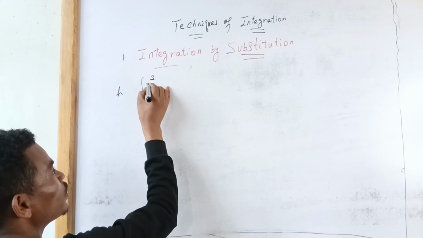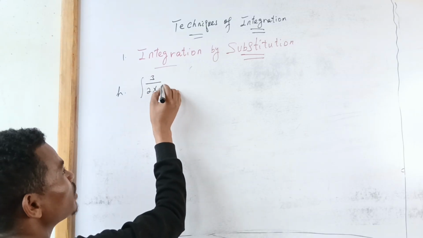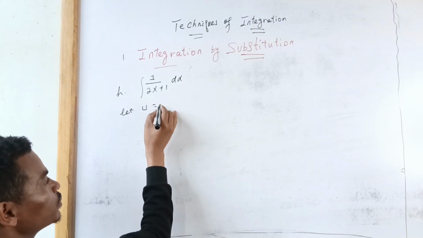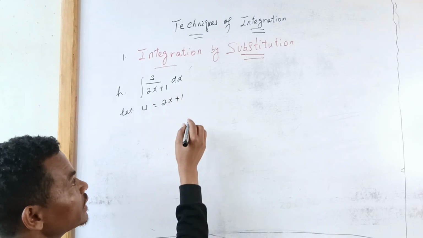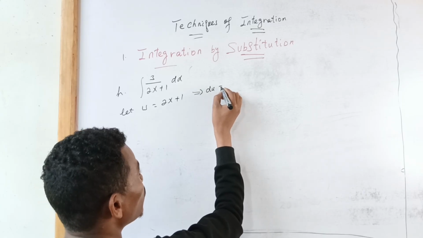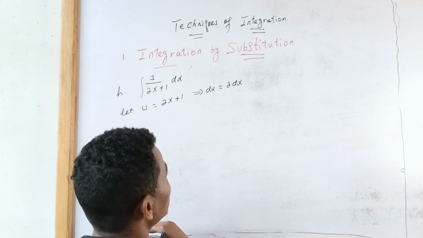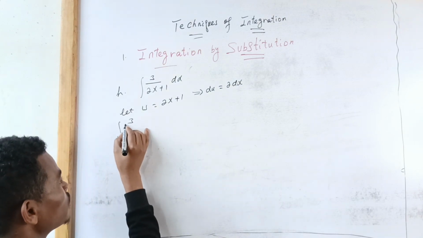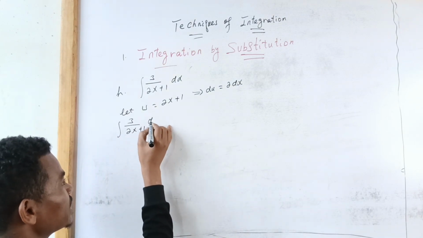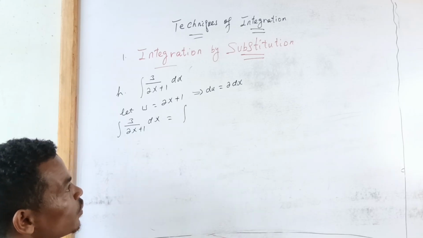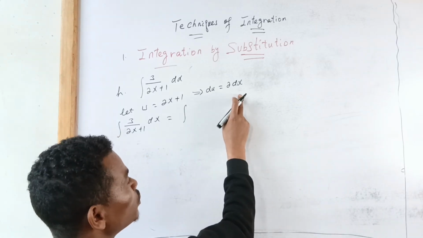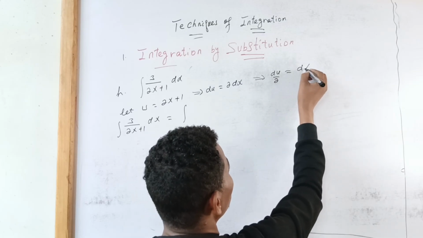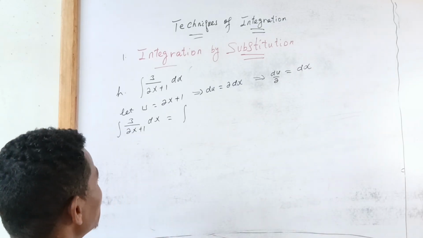Integration of 3 over 2x plus 1 dx. Again, in this case, let u is equal to 2x plus 1. This implies du is equal to 2 dx. That is, the integration of 3 over 2x plus 1 dx is equal to the integration of, okay, du is equal to 2 dx now. From this one we can get du over 2 is equal to dx.